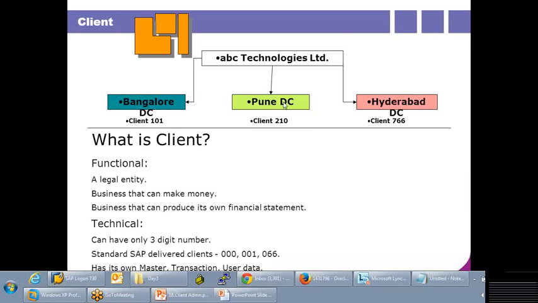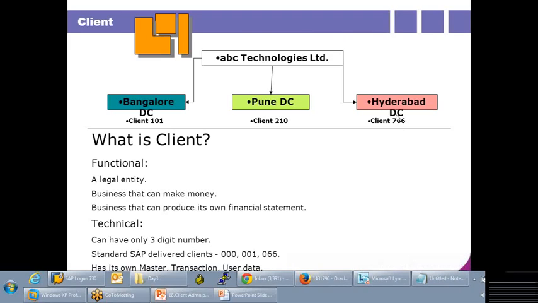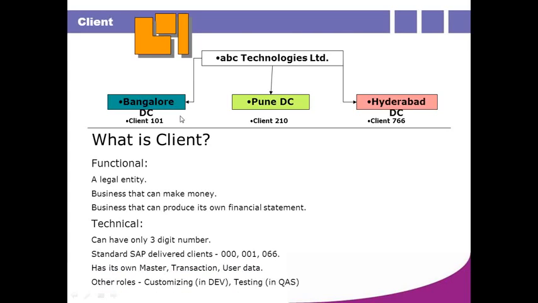You can't modify the others' data by logging into one client. That means by logging into one client, I can't see or modify 210. Same for 766 as well. So this can be achieved through the client mechanism.